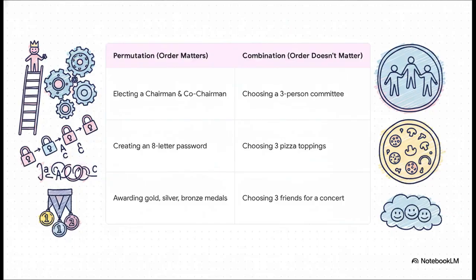Okay, this table really nails the difference. Electing a chairman and co-chairman is a permutation because the roles are distinct. But just choosing a three-person committee where everyone's equal, that's a combination. A password is a permutation. Choosing pizza toppings is a combination because a pepperoni, mushroom, and onion pizza is the same exact pizza no matter what order you say the toppings in, right?